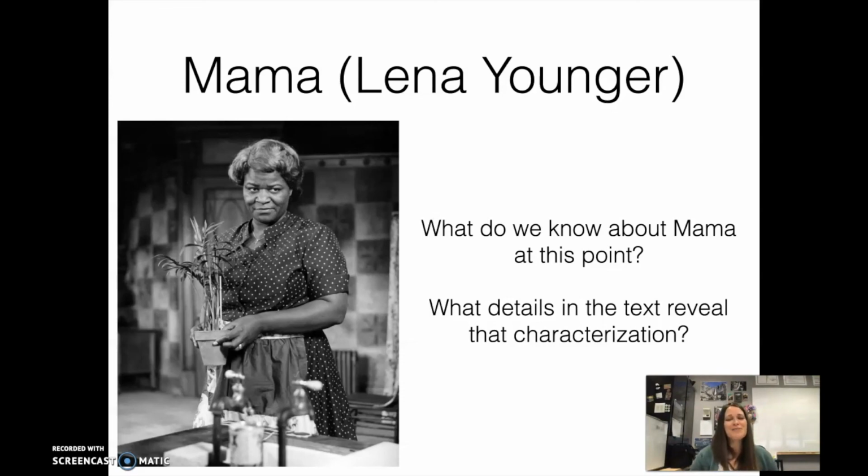We also know that she loves her little plant. You can see that in the image there. And she wants more sunlight for it. She even says, it's not getting enough sunlight. The way that she loves her plant is the same way that she loves her family. So I think her plant kind of represents her family.